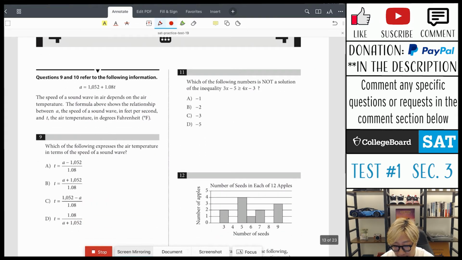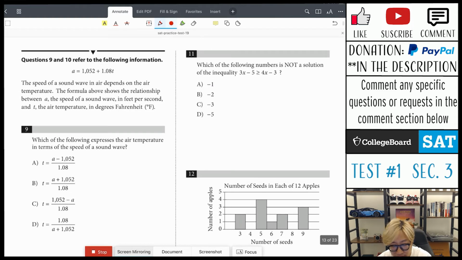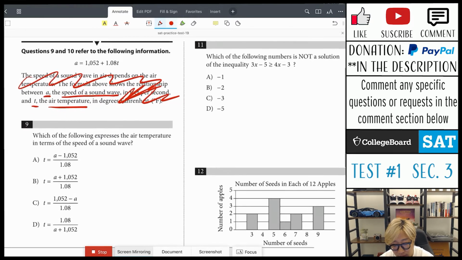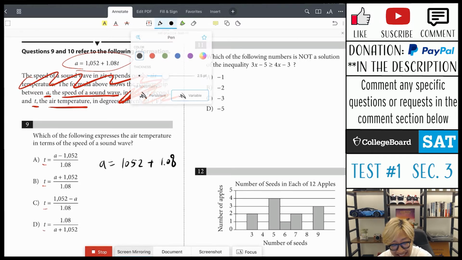Moving on, number 9. The speed of blah blah. I don't want to read all this. A, speed of sound wave. T, air temperature. Good to go. Don't read the rest. Who cares what that formula is all about? Which of the following expresses the air temperature? Basically, just grab this, play with it until you leave the T alone. So here we go. A is equal to 1052 plus 1.8 T.